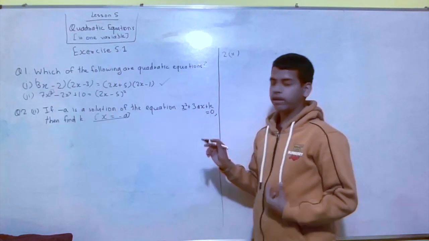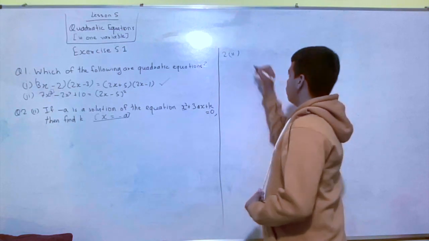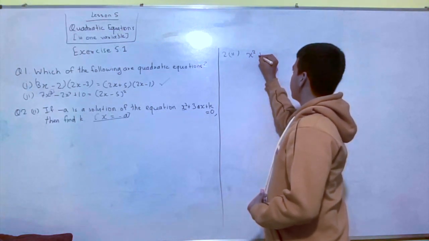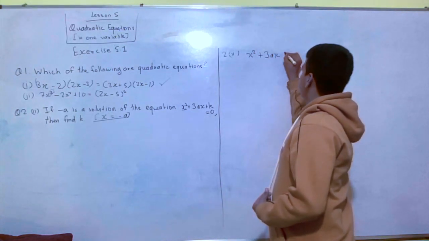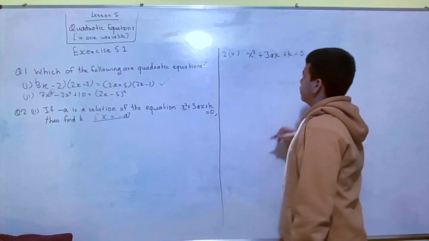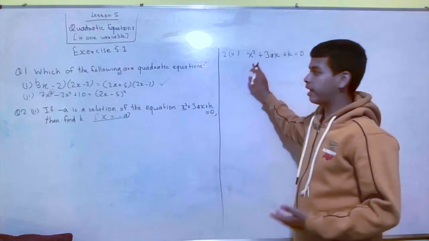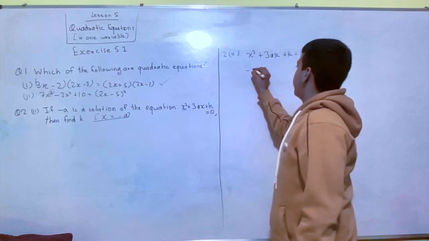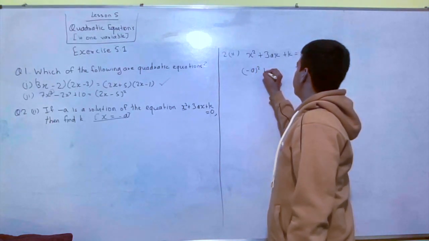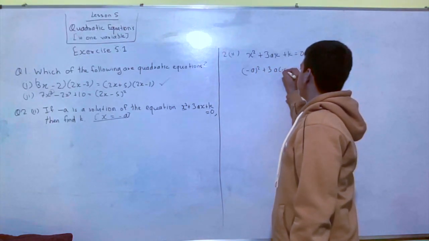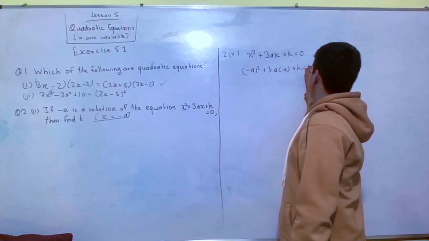And by doing this, we have to find the value of k. Now they have given us x square plus 3ax plus k is equal to 0. Here we have to insert x is equal to minus a. So (minus a) whole square plus 3a times (minus a) plus k is equal to 0.